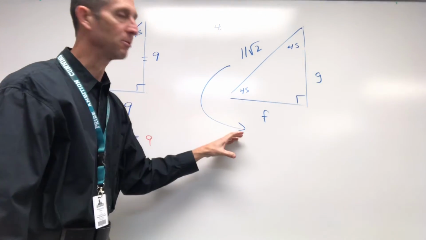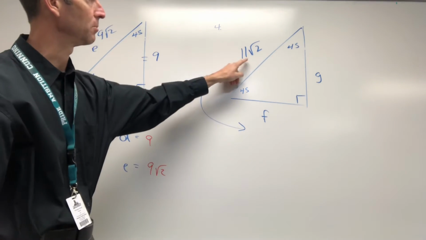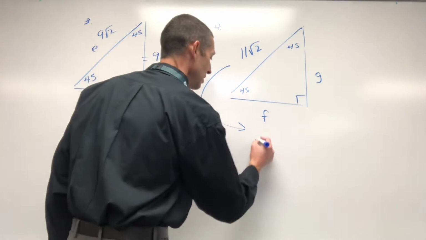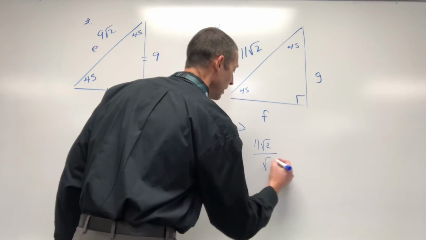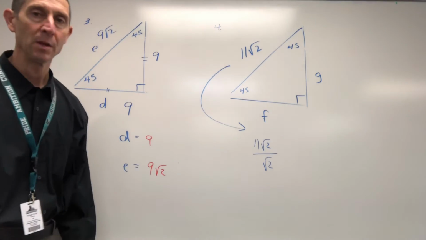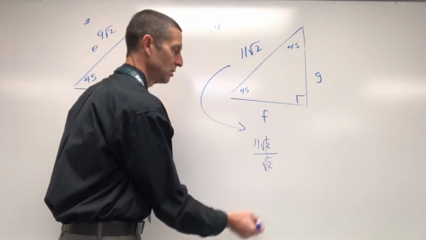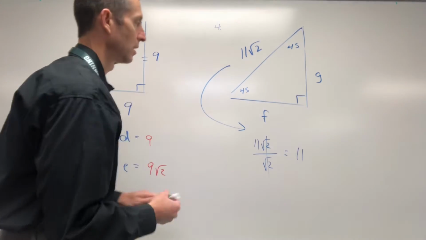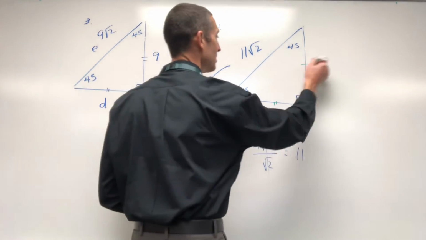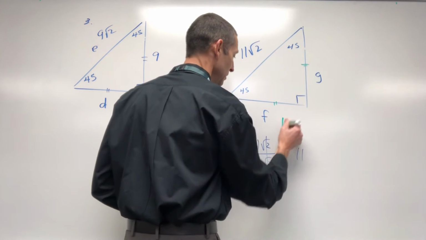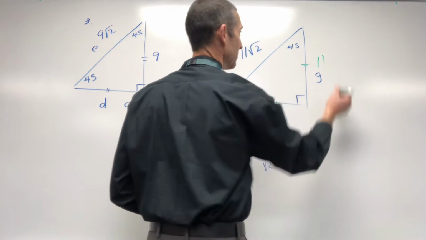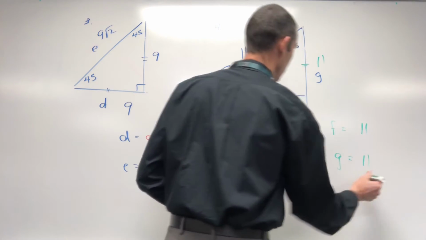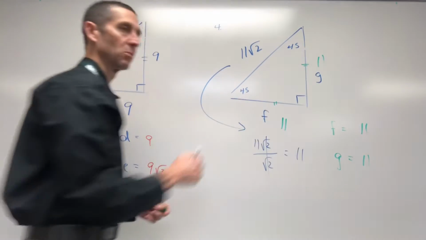Now we're going backwards, we're getting smaller, so instead of multiplying in, we have to divide out. So you take whatever you got and you divide by the square root of 2. But the good news is those square root of 2's just cancel, and you got 11. And even better, these two sides are the same. So if this is 11, that's 11. It's like F, G. So 11, 11, 11 square roots of 2.